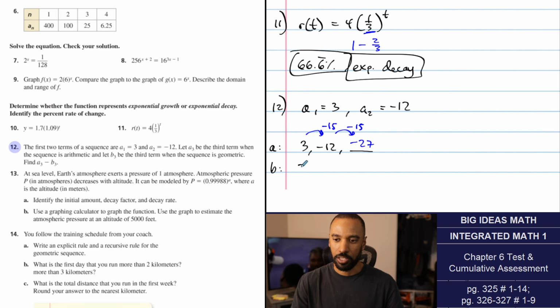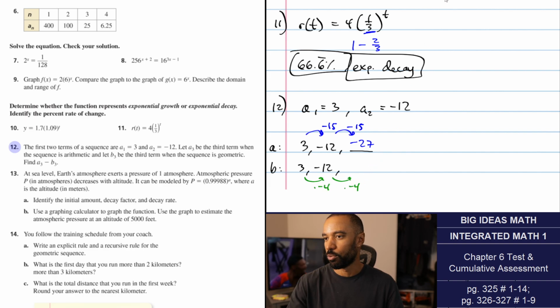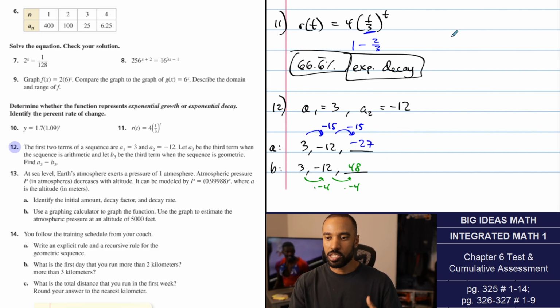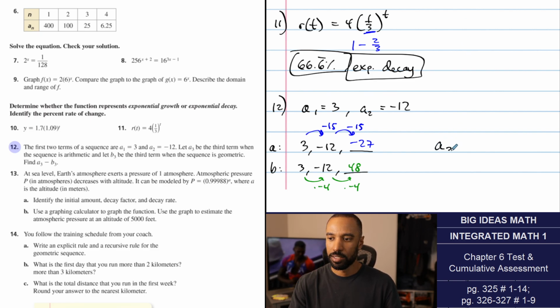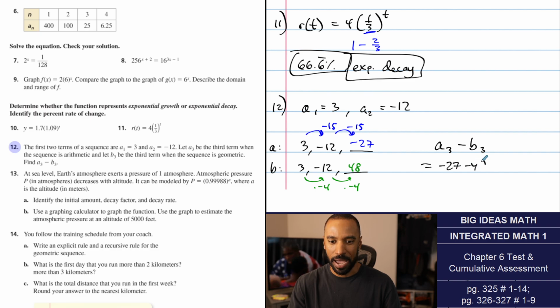Now, the B value, B sub 3, we're going from 3 to the negative 12, which means we're multiplying by something. In this case, we're multiplying by negative 4. So we got to do another times negative 4 here to get this value, and that would be positive 48. So they want A sub 3 minus B sub 3. A sub 3 minus B sub 3 is negative 27 minus 48, which I believe is negative 75.